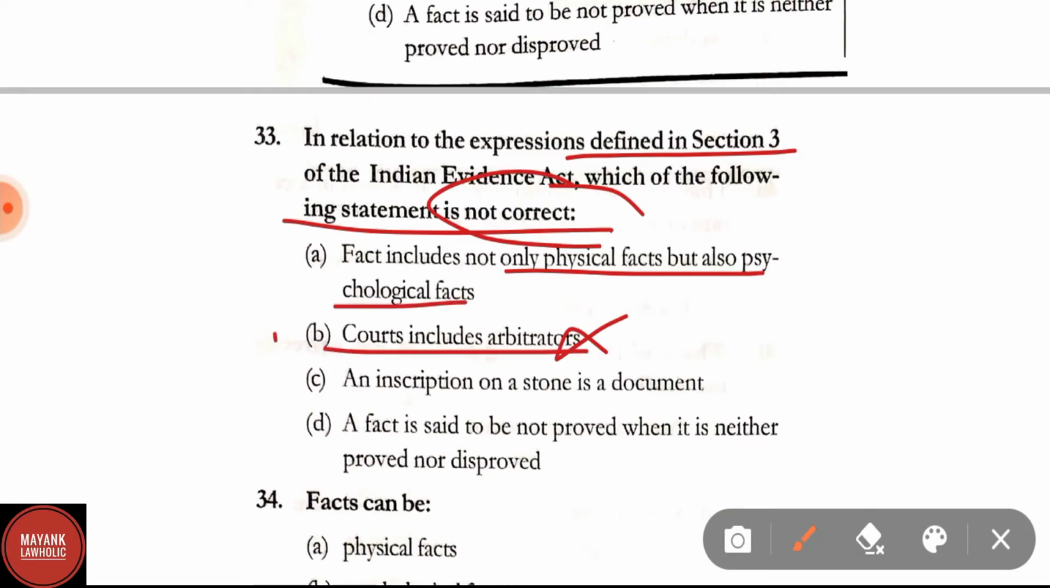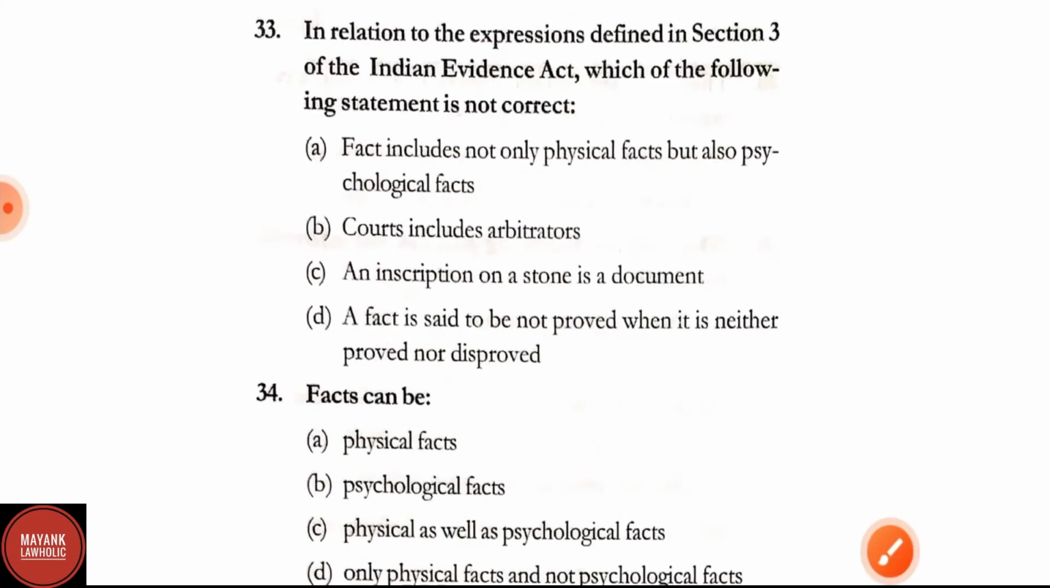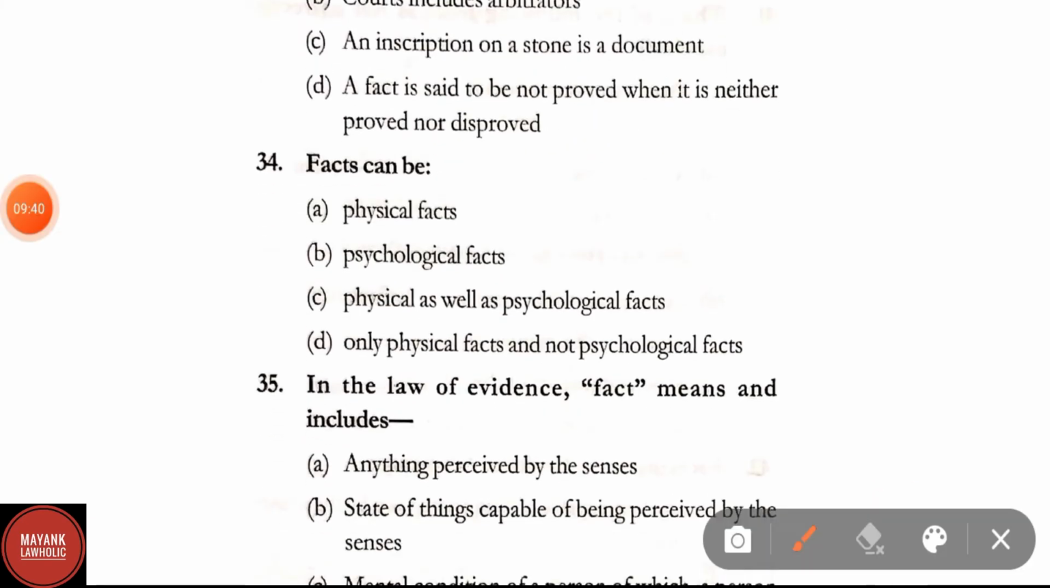Courts includes arbitrator. This statement is not correct, therefore B will be the right answer. Question number 34. Facts can be physical facts, psychological facts, physical as well as psychological facts, and option D, only physical facts and not psychological fact. Here correct answer is option C.